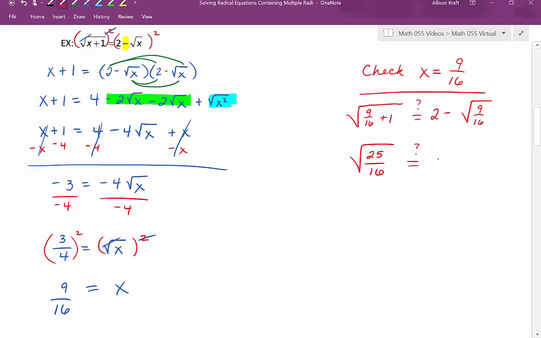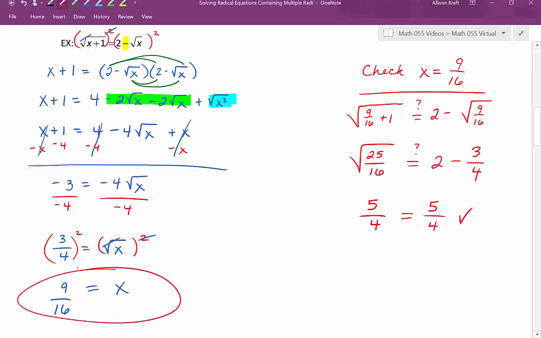We want to know if that's equal to 2 minus the square root of 9/16, which is 3/4. Simplifying the square root of 25/16, that's 5/4. Subtracting the right side, we also get 5/4. This is equal, therefore our solution of 9/16 is correct.